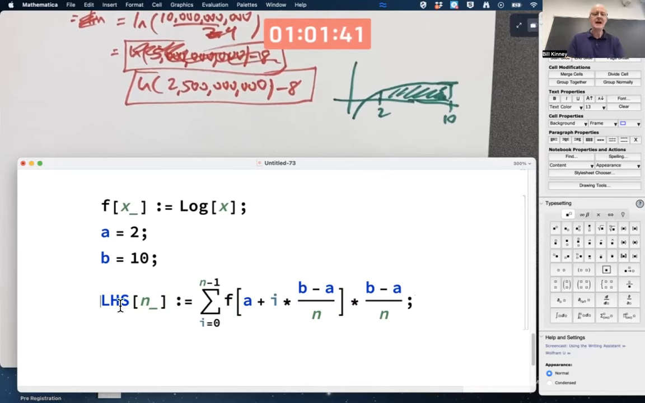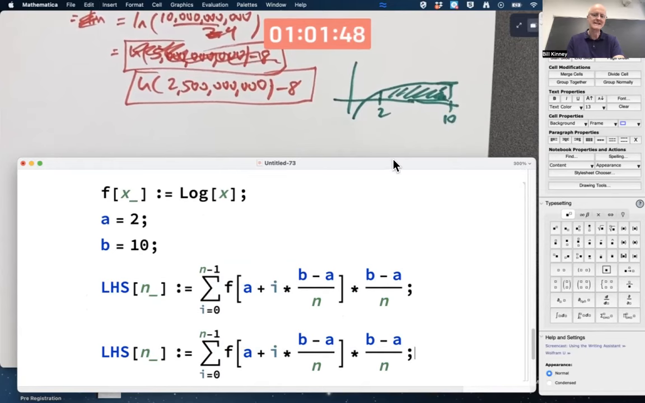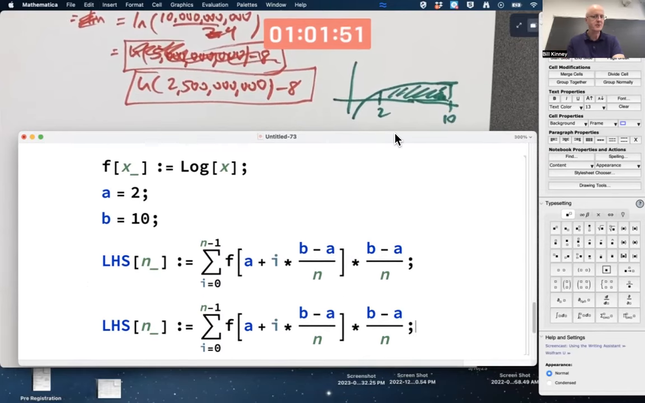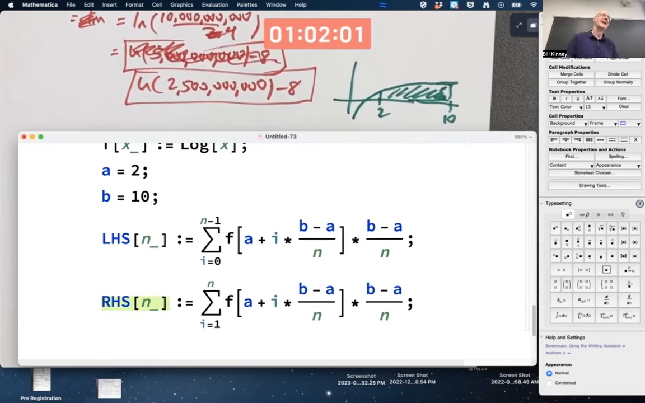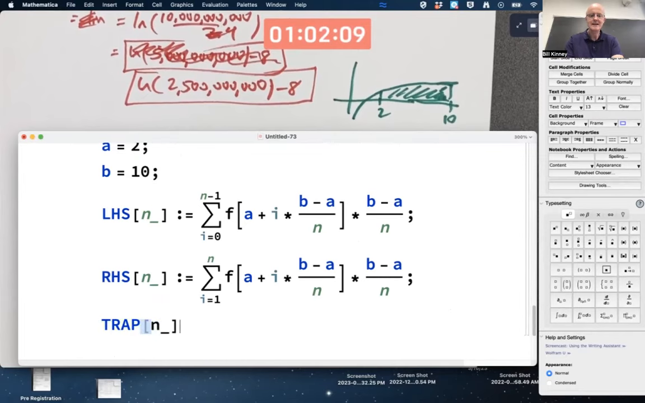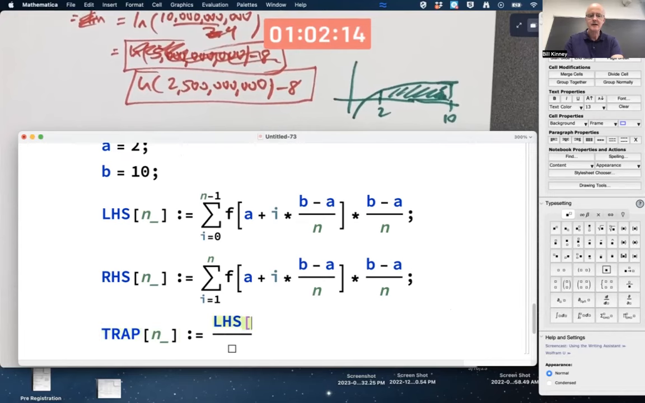For right-hand sum, I'm just going to copy and paste it. Copy, put your cursor to the right of the semicolon, paste. Semicolons suppress output, but you can also think of it as separating different lines of code. Do RHS instead of LHS, change the 0 to a 1 and change the n minus 1 to an n, and that'll do it. Let's also do a trapezoid sum. Trap of n is the average of left-hand sum and right-hand sum.